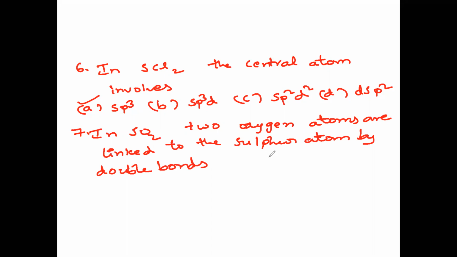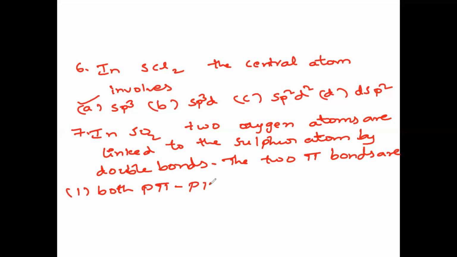The two pi bonds are... because they have two double bonds, it means definitely they have two pi bonds. The two pi bonds are, first option, both p pi bondings, that is p orbital of sulfur combined with p orbital of oxygen.